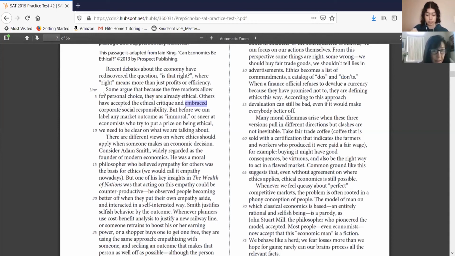Some argue that because the free markets allow for personal choice, they're already ethical. Others have accepted the ethical critique, and blanked corporate social responsibility. Okay, took a little time, but that's what you do.